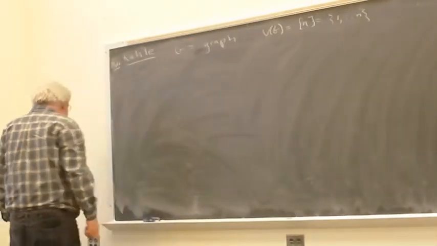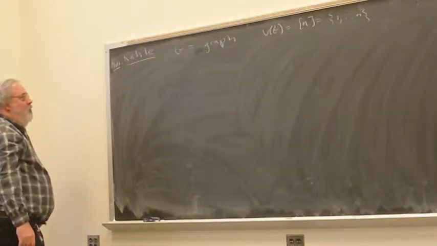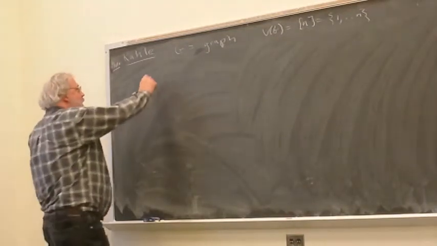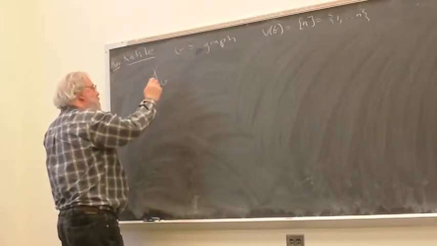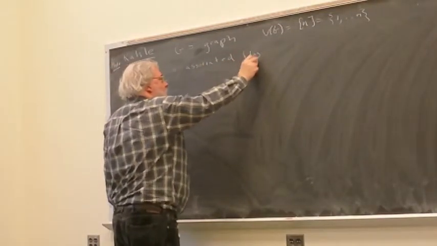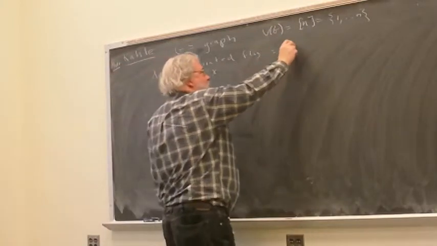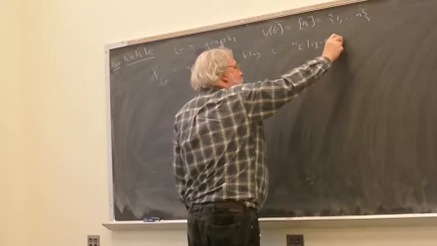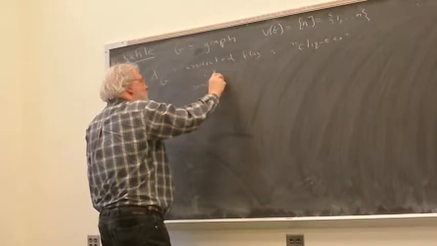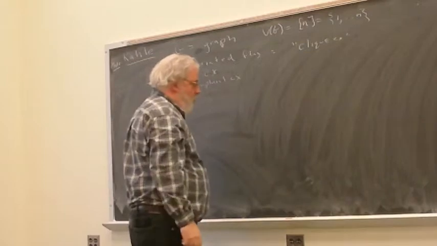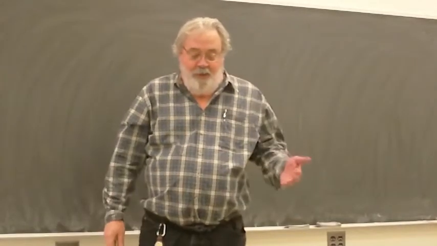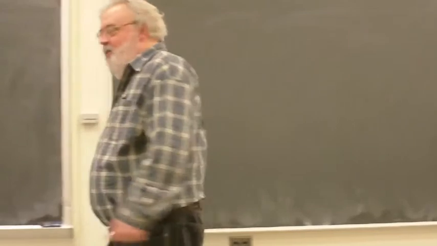Now, one thing, jumping into it right away, one thing you can do with a simple graph is make a simplicial complex out of it. I'll call it x sub G, the associated flag complex. Combinatorialists call it the associated clique complex. It's the largest simplicial complex which contains the graph as its one-skeleton.